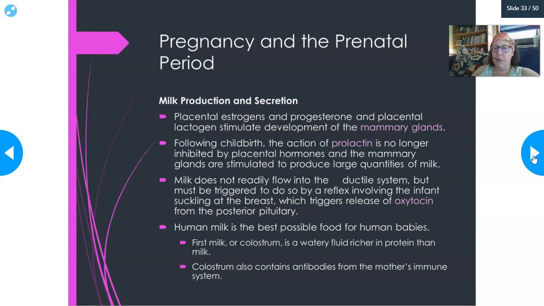Human milk is the best possible food for human babies. The first milk, or colostrum, is watery. It's rich in protein, than a normal milk. It also contains antibodies from the mother's immune system. Breast milk has antibodies from the mom's immune system, so it's protective to the baby.